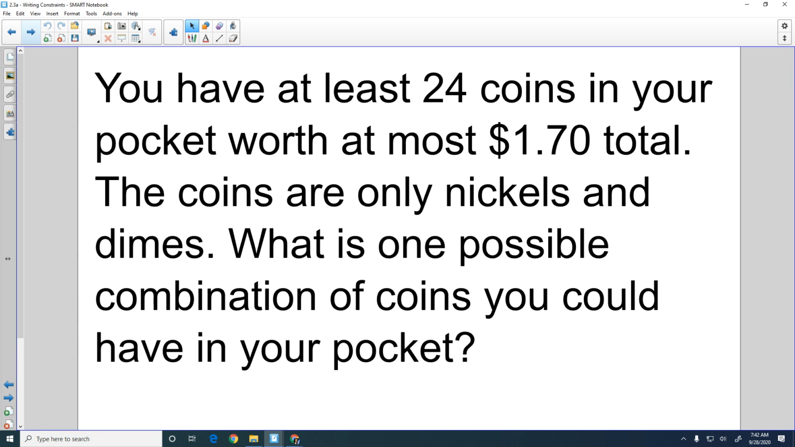You could just figure it out logically. You could just trial and error, right, and guess and figure it out. You got it? All right, so we're going to set up a system of inequalities to help us figure this out.